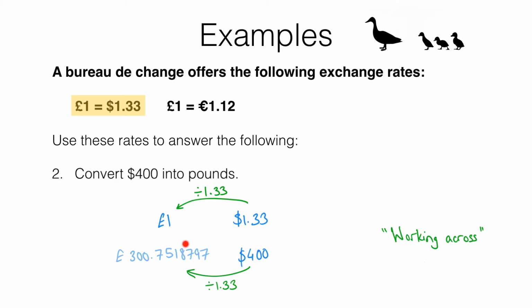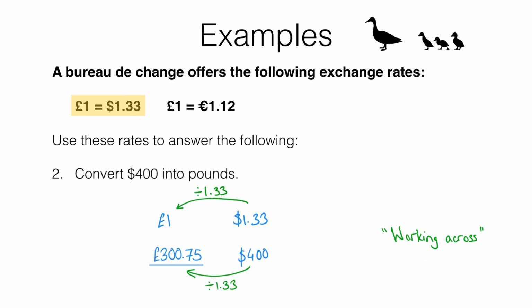However, we can't leave that as our answer. When we're working with pounds or dollars or euros, we can only write up to 2 decimal places. That's because each pound or dollar or euro is only divided into 100 parts. We've got 100 pence in a pound, 100 cents in a dollar, and 100 euro cents in €1. So it only makes sense to go to 2 decimal places. Therefore, we would round this to £300 and 75 pence, which I would write like this. So we've got our answer.